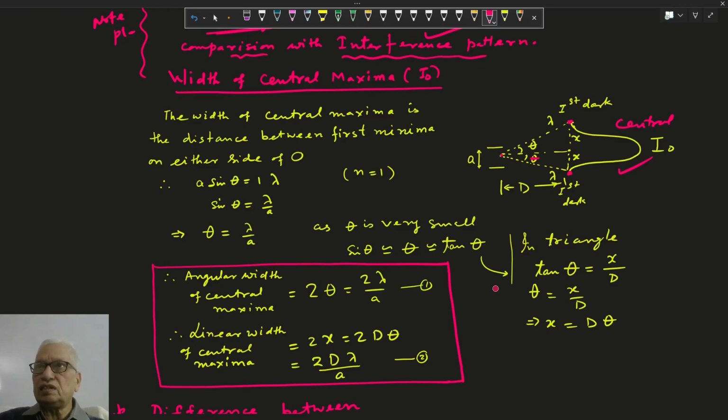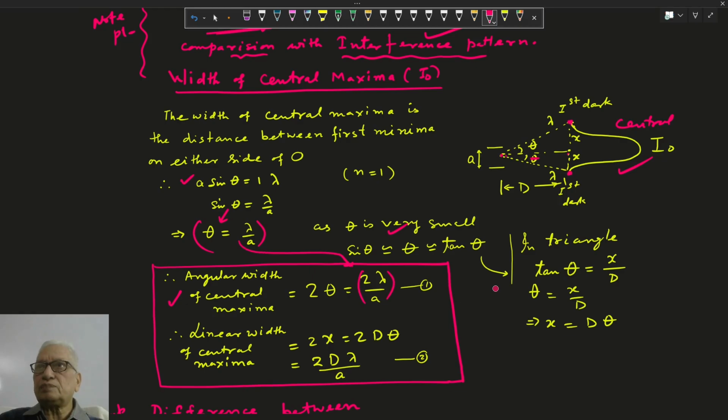From this triangle you can find out theta. a sin theta is equal to what? 1 lambda. First dark. So sin theta is lambda by a. Theta is very small, so sin theta we have replaced by theta. Theta is lambda by a. But 2 theta is the angular width of the central maxima. So this is the formula. 2 theta is equal to 2 lambda by a.